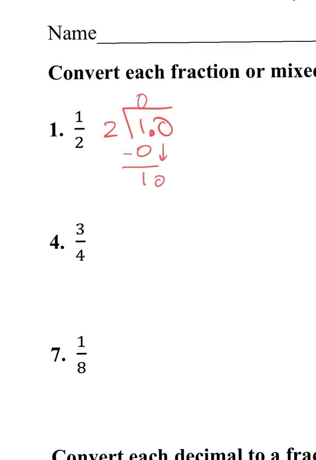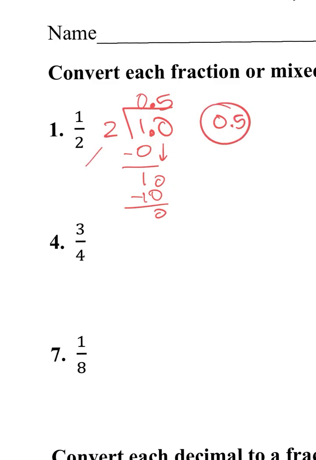How many times will 2 go into 10? 2 will go into 10 5 times. 5 times 2 is 10. Subtract those, you get 0. When your remainder is 0, you're done. And then what you want to do with your decimal is bring it up into your quotient, which is right there. All right, so 1/2 is the same as 0.5, or 5/10.